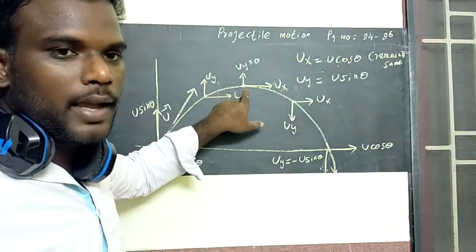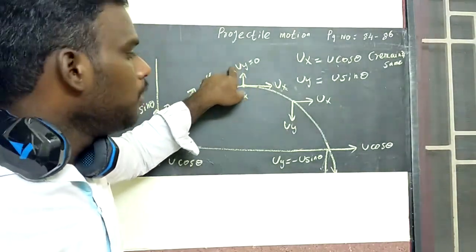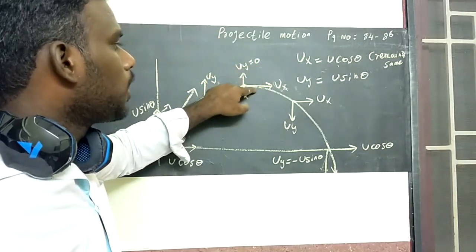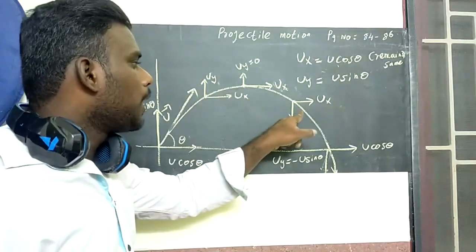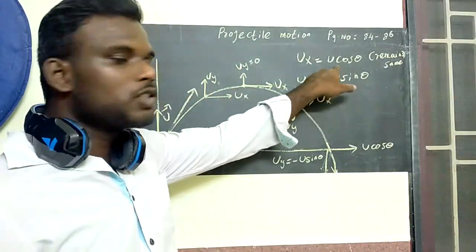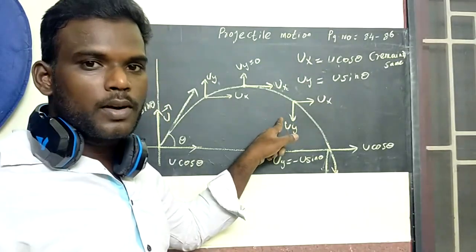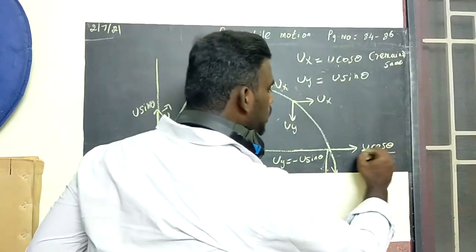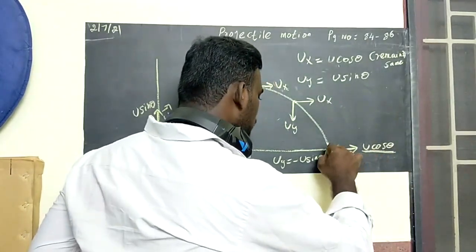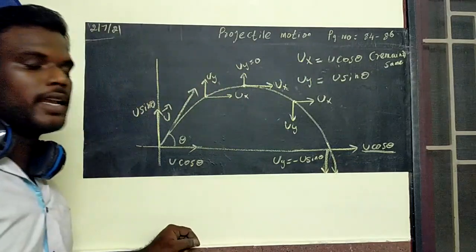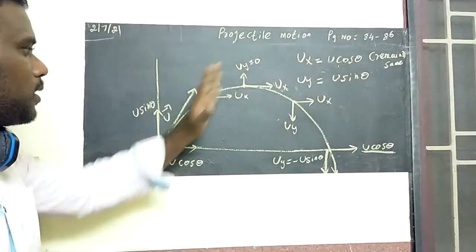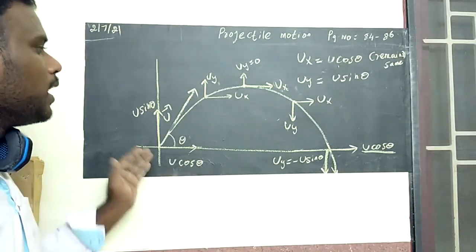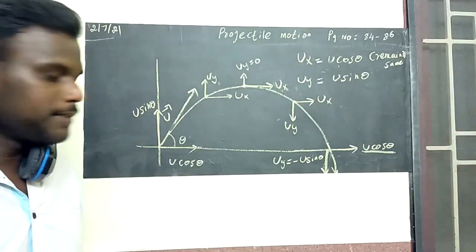After reaching the maximum height, the vertical velocity becomes 0, but what about the horizontal? It remains the same. Then coming to this point, the ux remains u cos theta, but the uy will definitely have changed. Coming to the point where it hits the ground, the horizontal will be u cos theta, and the vertical will be minus u sin theta. So you can see that at every instant the horizontal velocity remains the same, but the vertical velocity keeps on changing. Is that clear?